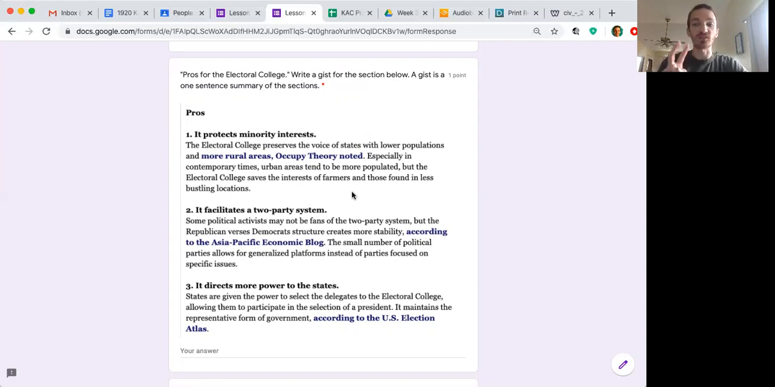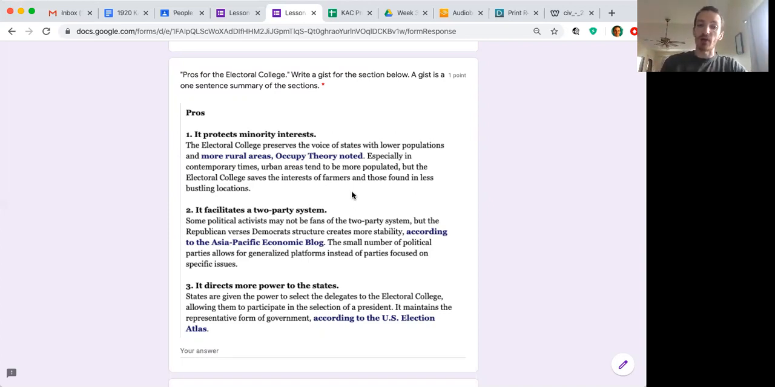It facilitates a two-party system. You read about this last week. Some political activists may not be a fan of the two-party system, but the Republican versus Democrat structure creates more stability, according to the Asia Pacific Economic Blog. The small number of political parties allows for generalized platforms instead of parties focused on specific issues. So their platforms are able to be broader instead of very specific.